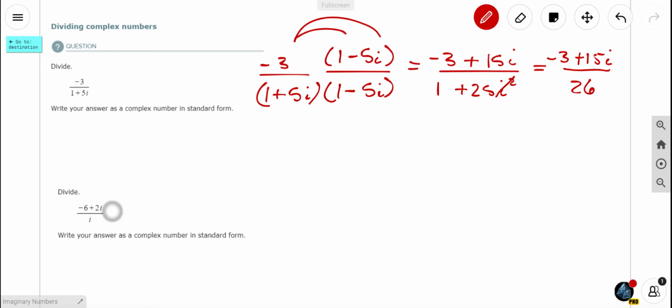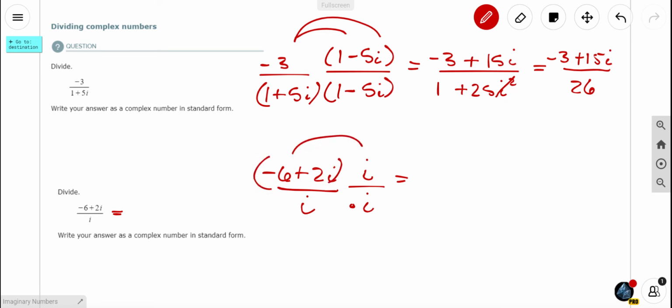Let's try this one. It looks a little more simple. What would you multiply i by? Okay, I'm going to actually write this here. Negative 6 plus 2i over i. This is a little easier, you guys. All you need to do is multiply that one by i. Okay, and then you need to put parentheses here. So we distribute the i, and you're going to get negative 6i plus 2i squared. Again, the i squared is going to change to a -1, which is going to change this to a -2, over i squared, which is going to change to a -1.